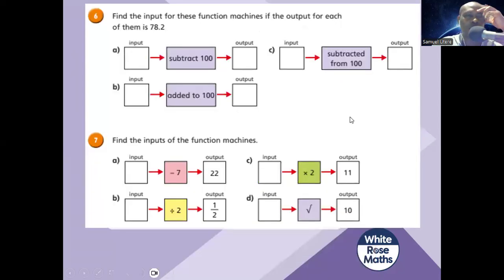Here are the questions for questions 6 to 7. Again, you can pause this for 3 minutes and then get this done. But I'm going to reveal the answers anyway. So for question 6, you're told find the input for these function machines if the output to each of them is 78.2. Okay, so remember, you do your inverse operations to find the input. Okay, so here are the answers.